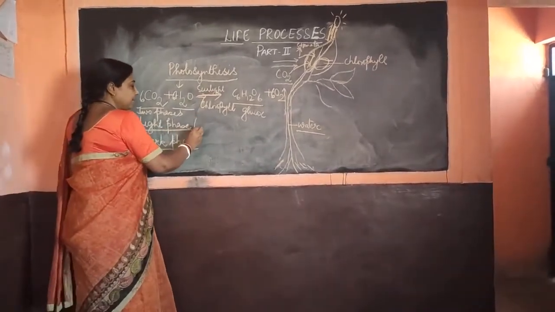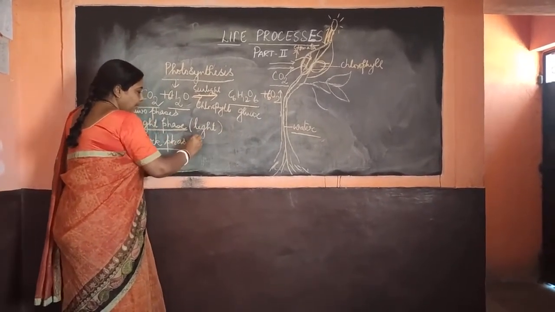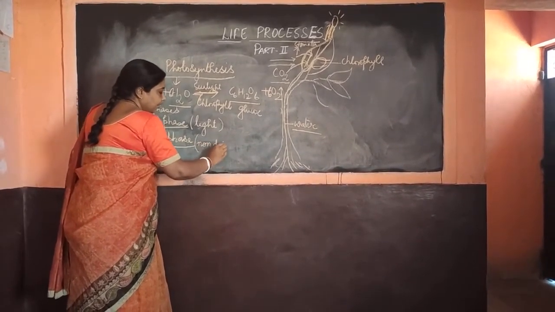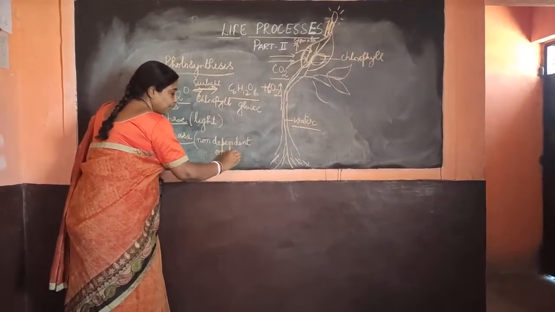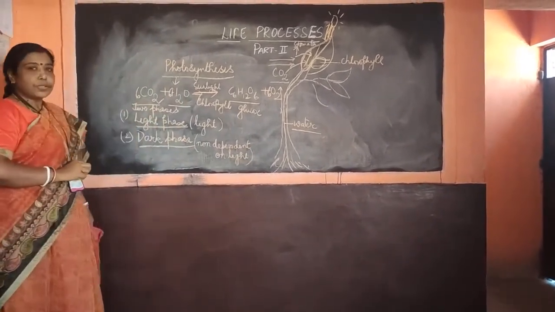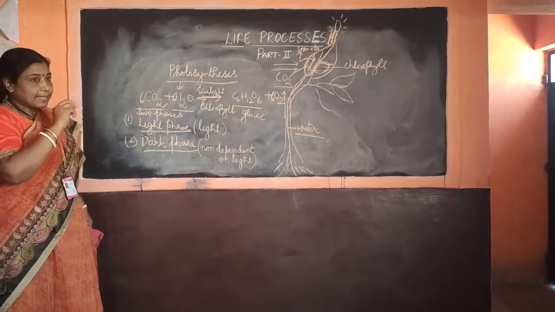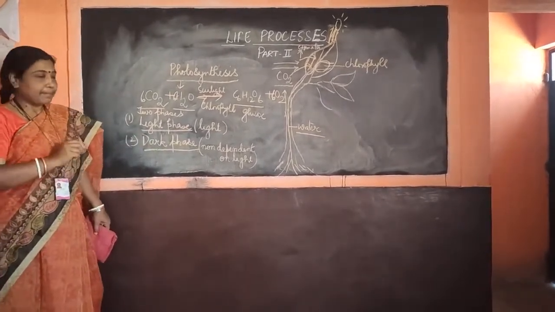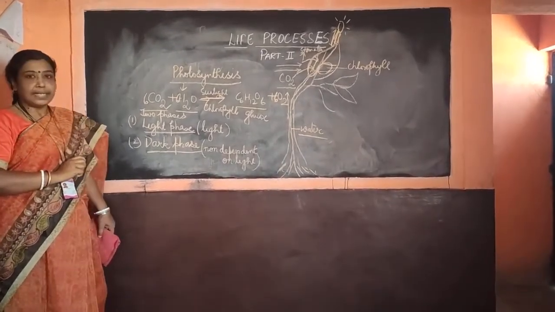This phase is dependent on light. ये किस पर डिपेंडेंट है बच्चों? लाइट पर. And this is not dependent on light, but still it is an important part of the process of photosynthesis. The light phase has another name, photochemical. Photo means light, photochemical phase, and this is known as the biochemical phase. So right now we should concentrate only on the light phase and the dark phase.